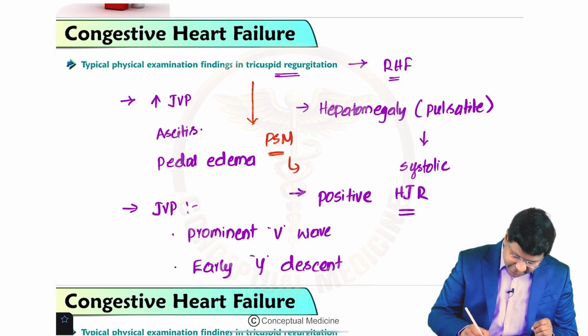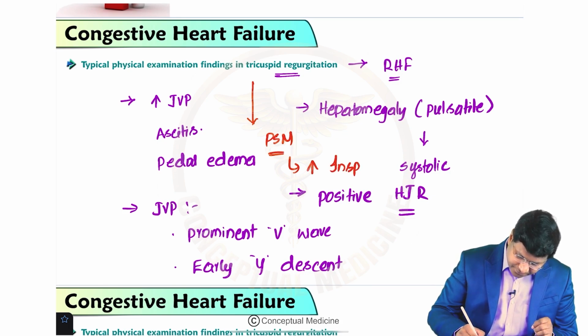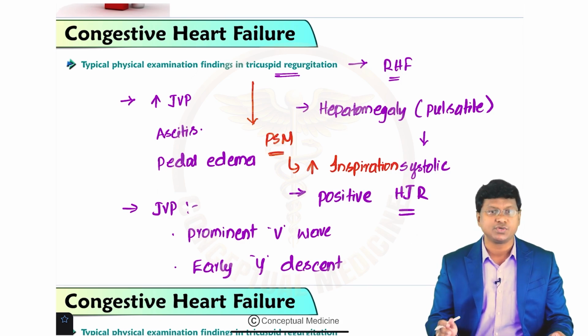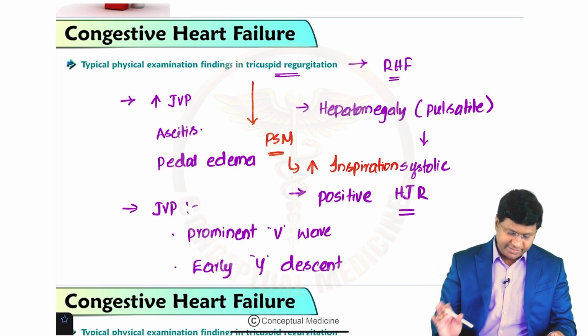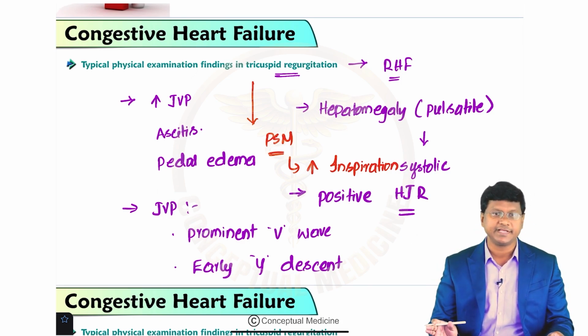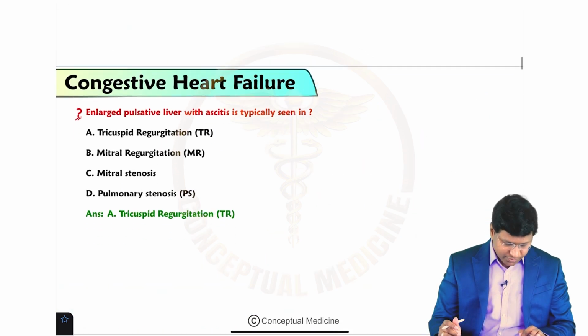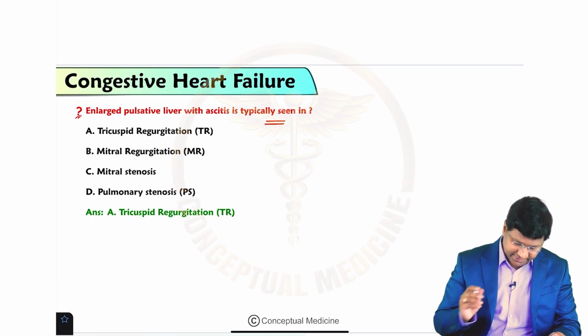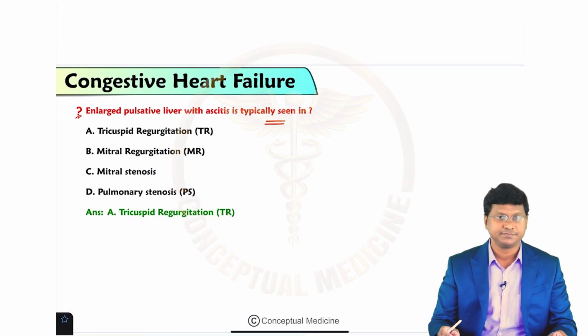And this pansystolic murmur increases on inspiration. So that is about the features of tricuspid regurgitation. Enlarged pulsatile liver with ascites is typically seen in tricuspid regurgitation.